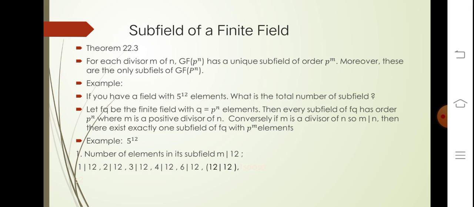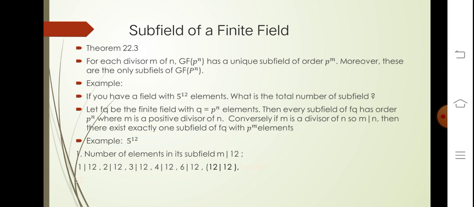Next is the subfield of a finite field. Theorem 22.3. For each divisor m of n, GF(p raised to the power of n) has a unique subfield of order p raised to the power of m. Moreover, these are the only subfields of GF(p raised to the power of n). Example, if you have a field with 5 raised to the power 12 elements, what is the total number of subfields?